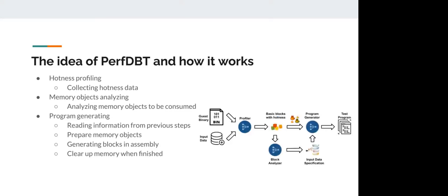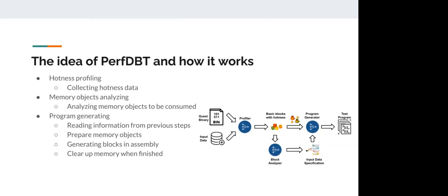It takes the binary of the original test suite as input. The profiler collects runtime hotness data of each executed translation unit. Then, the units are passed to the analyzer, which scans each instruction and analyzes memory consumption. Both hotness and memory consumption information are then fed to the program generator for memory access preparation and setting up iteration factors for each unit.